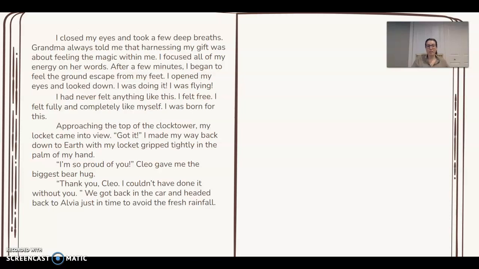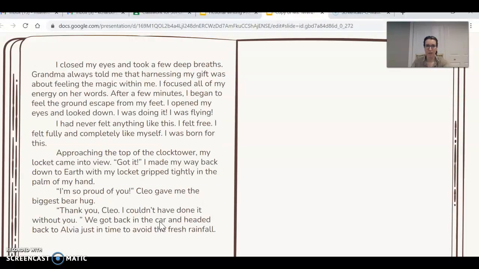So this is how I have resolved my problem. The solution to Beatrix losing her locket and it being stuck at the top of the clock tower is that Beatrix is finally able to harness her power by believing in herself and by feeling the magic within her and allowing herself to use her gift of being able to fly. So that is my resolution. Now, as you can see, I've sort of hinted at the lesson she's learning, which is a little bit about having faith in yourself, and that goes along with the theme of my story as well. So I'm setting myself up for the conclusion where I will be talking about that.